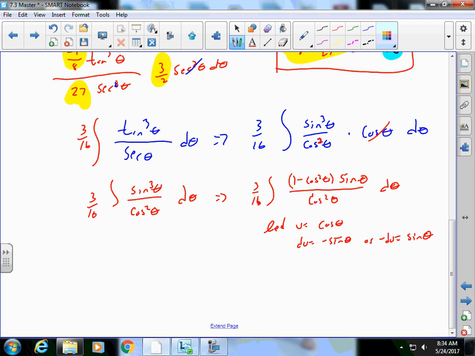Now I have everything I can use to substitute. So I have a 3/16, 1 minus u squared, all over u squared, du. So that can be broken up to 3/16, 1 over u squared, that's an easy one to integrate, minus u squared over u squared, that's just 1 du.